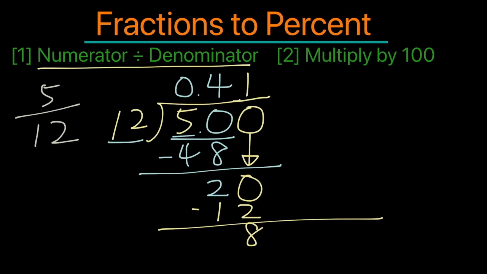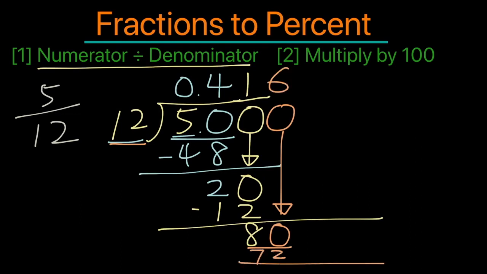Then we're gonna go ahead and bring another 0 down because the remainder is 8. So we'll have 80 divided by 12. And you can see that 6 will go into it, and this will become 72. And then you'll see 8 again. Then we have to bring down the 0. And we can see that this is going to repeat because it will continue to become 80 as the remainder.